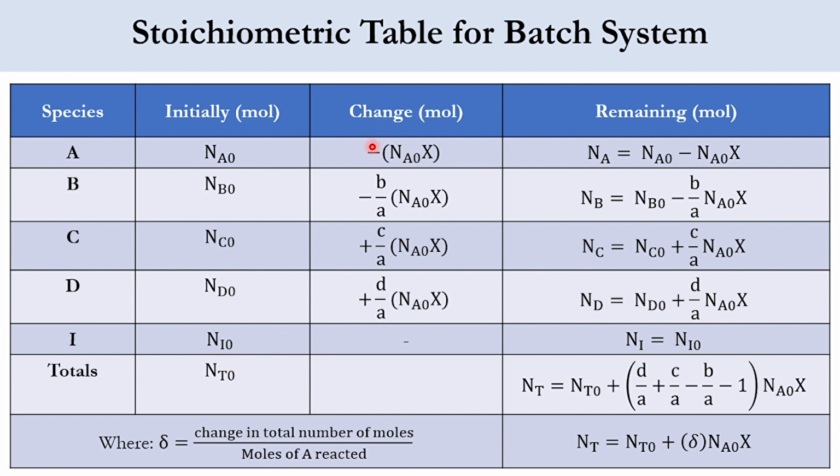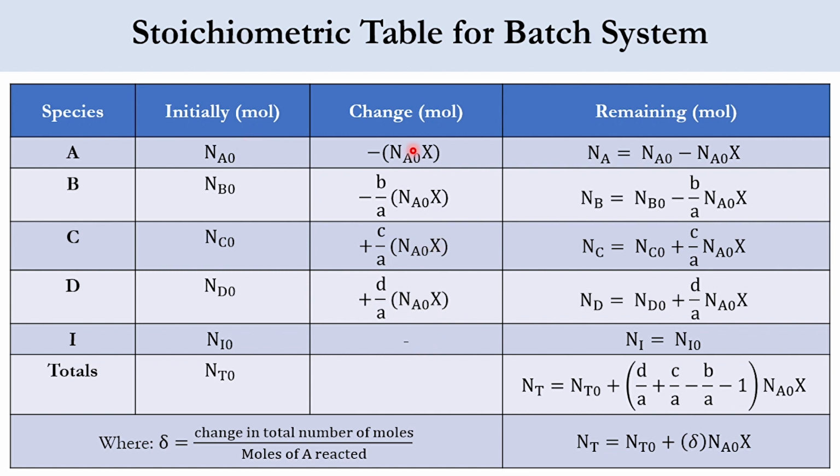The change will be minus Na naught x for species A. For species B, it will also be a negative sign because it is a reactant in the system, but now it is multiplied by its stoichiometric coefficient, which is B over A, as we have seen. Similarly, for C, which is a product in the system, it will be plus C over A into Na naught x, because A is the limiting reactant. So accordingly, the initial number of moles of A multiplied by the conversion and then multiplied by the stoichiometric coefficient in the balance equation, after dividing by the stoichiometric coefficient of the limiting reactant and making it 1. Similarly, D over A into Na naught x, while there will be no change in the inert. That is why it is called the inert in the system.